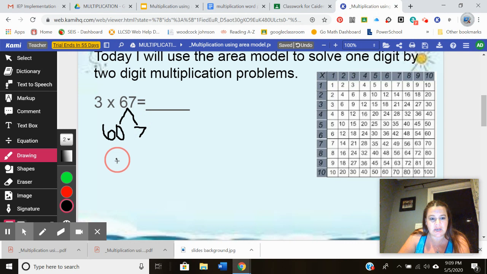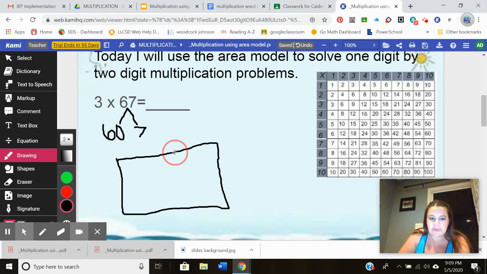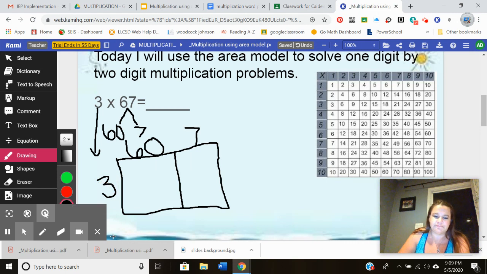So now I'm going to draw my area model box. It's not the best, but that's okay. I have a 2-digit number here, so I'm going to do my tens place and my ones place. I'm going to write 60 up here because this is my tens place, and I'm going to write a 7 up here for my ones. So you'll notice that this is 67. Then I have my 3 that I'm going to bring down right here. So now I have 3 times 67.